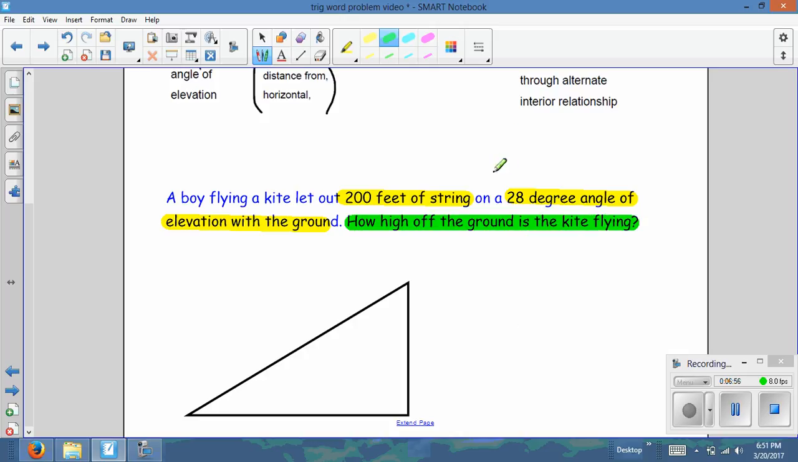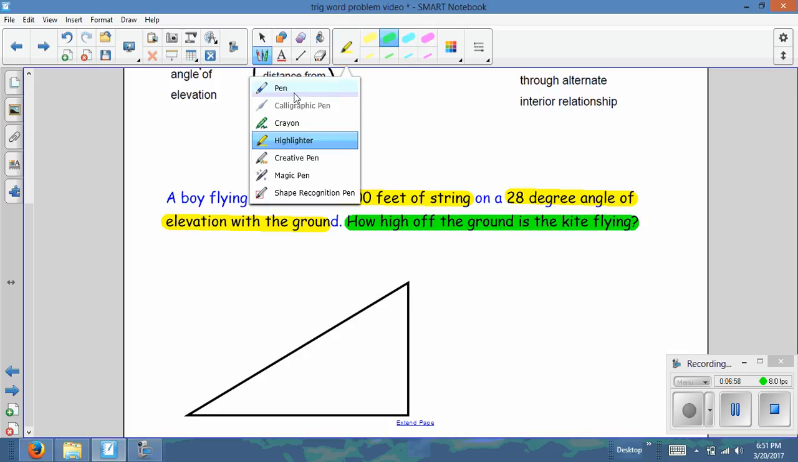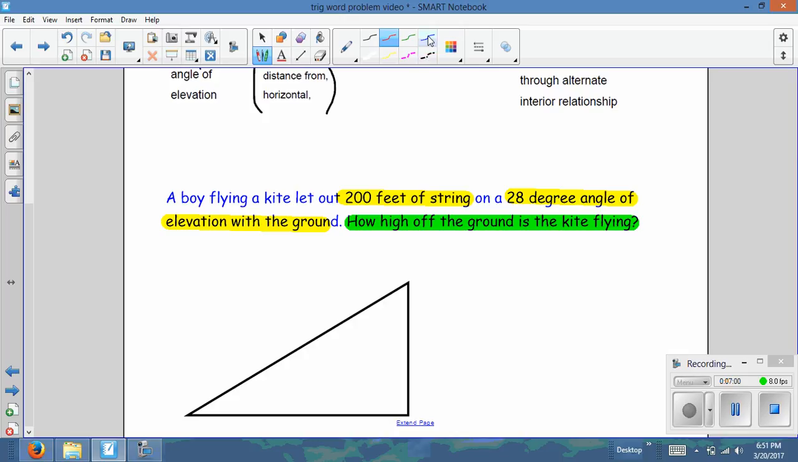So that looks like a height to me. How high off the ground? That's a height. Every time we need to find height, that is always this vertical line. So I know I'm going to find this height anytime. Now, that could be the string of the kite. So maybe the kite's up here at the top, and the height is going to be 90 degrees with the ground.